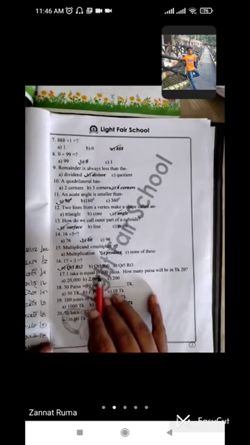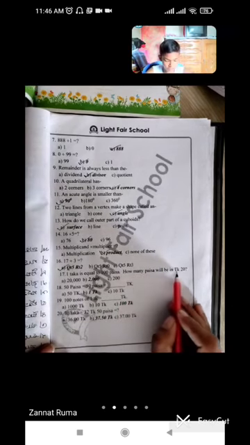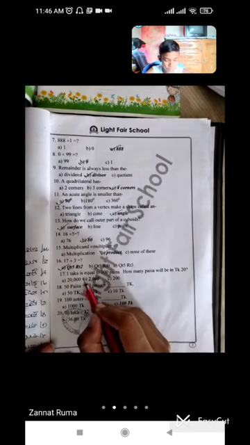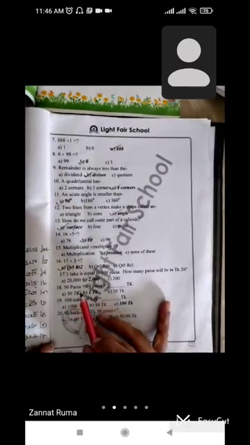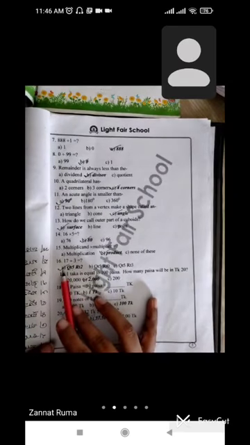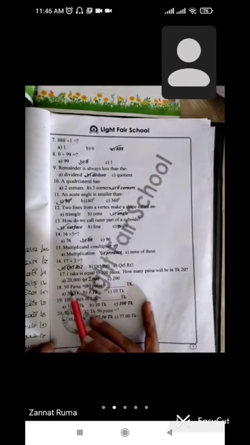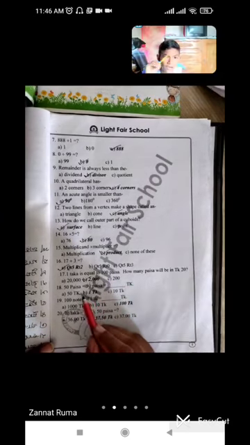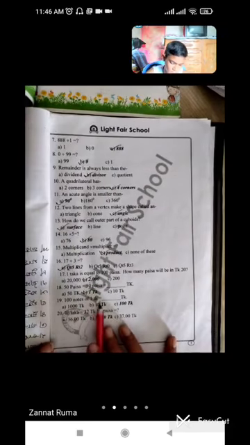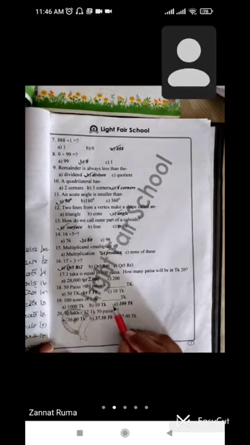1 taka is equal to 100 paisa. How many paisa will be in 20 taka? Number B. 17 number B. 2,000. What will 16 number be? 16 number A. 17 B. 18. 50 paisa plus 50 paisa equal to 100 paisa and 100 paisa equal to 1 taka. 100 notes of 1 taka equal to how many taka? 100 taka.